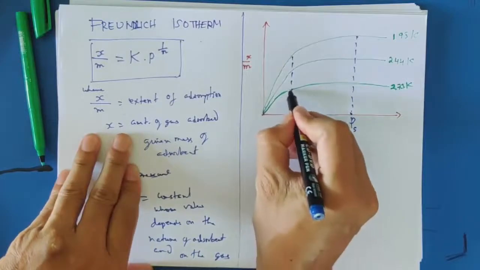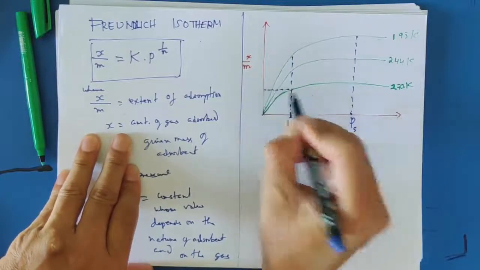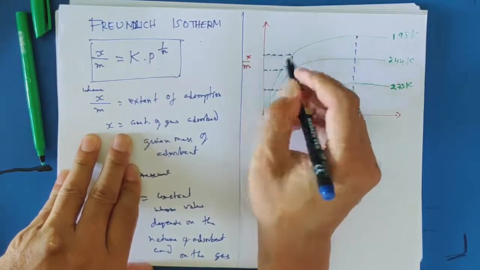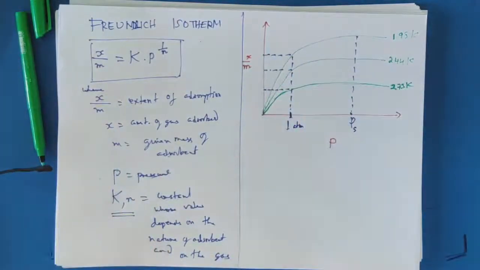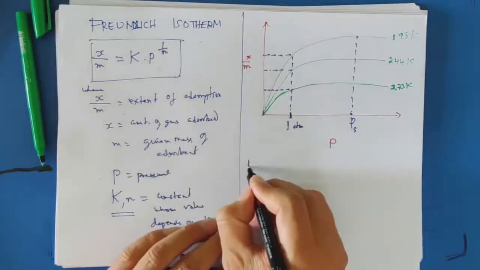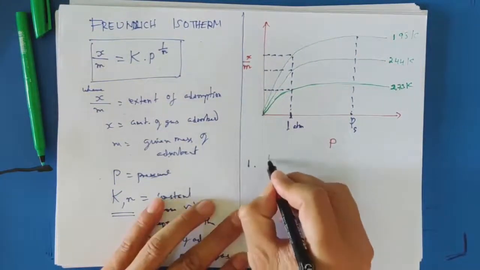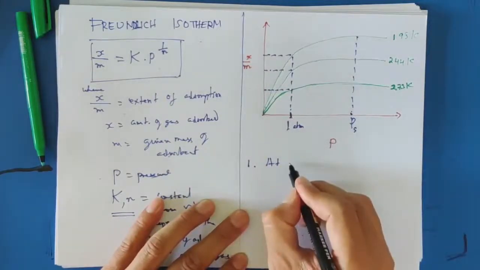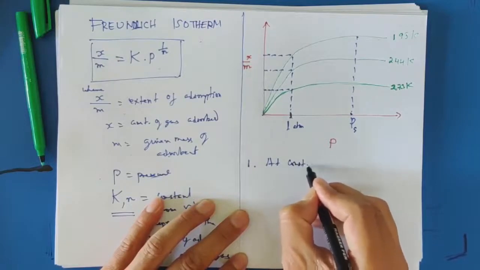So on the y-axis is x by m. At constant temperature, there is constant pressure here of 1 atm.